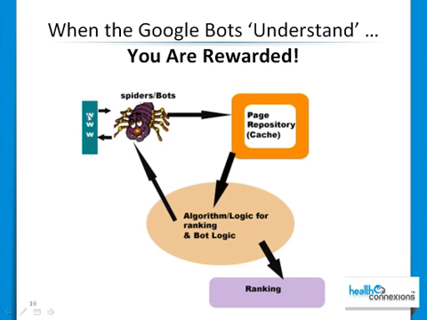So if this is the World Wide Web and these are the spiders or the bots, they're looking at that cached page, which is called a page repository, and they're saying what's on there and is it relevant to what I'm looking for, this person who's out here searching. It uses its own algorithm or logic for ranking, and its own bot logic, and then it gives you a rank. If you are very relevant, it ranks you high. If you're not very relevant, it's going to rank you low. So again, another reason to make sure your pages are very specific around particular keywords, because it enhances your ranking.